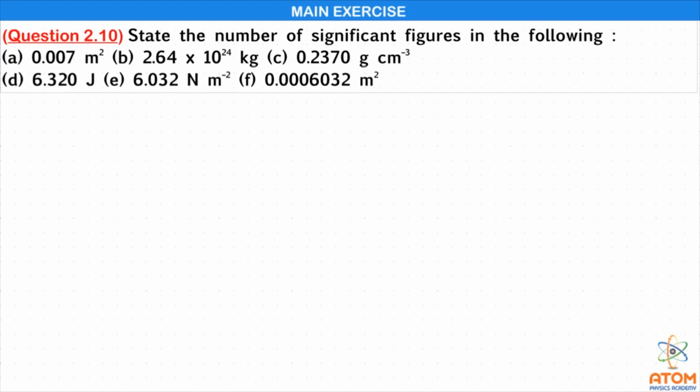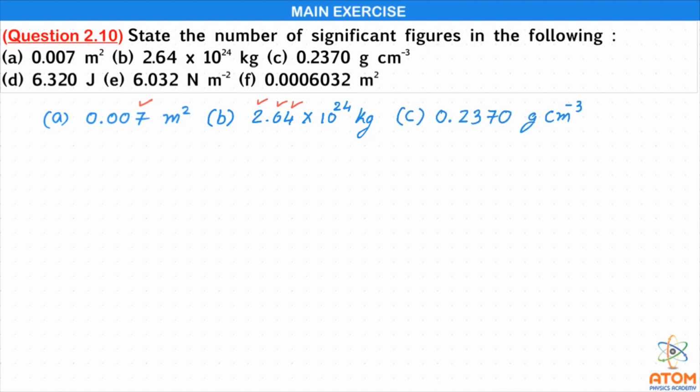Now that's very simple and straight. Let me put down these figures first and we'll find out the solutions. In A, that is 0.007 meter square, only 7 is a significant number because these zeros are only to show the decimal place of 7. That's why these zeros are not significant. Now B, that is 2.64 into 10 raised to 24 kilogram. Here all of these 2, 6 and 4 are significant because they are non-zeros.